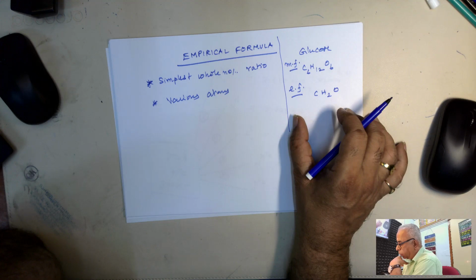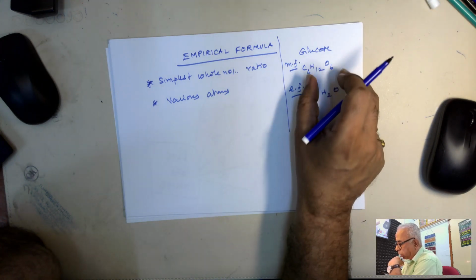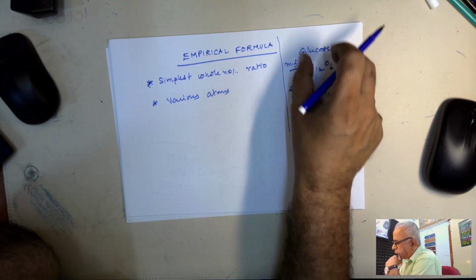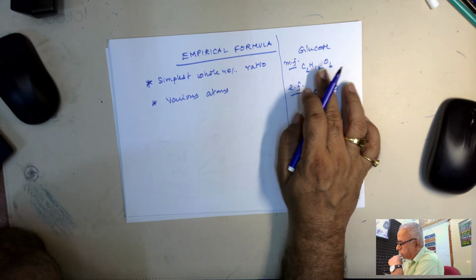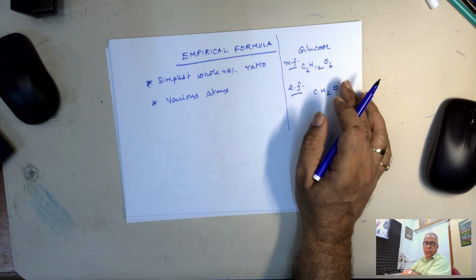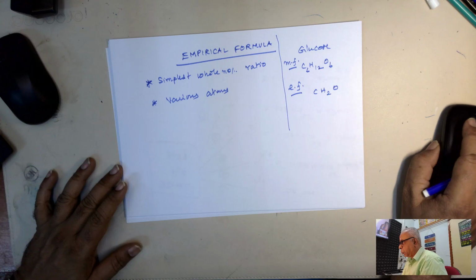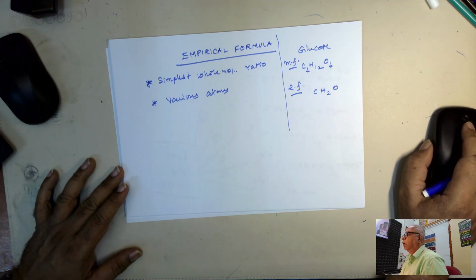So, what is empirical formula? This is the simplified or simplest whole number ratio of the elements present in a given compound. What are the elements present in glucose? Carbon, hydrogen, and oxygen. Now, let us proceed. There are some steps to determine the empirical formula. Take down. I think I can explain based on a problem.